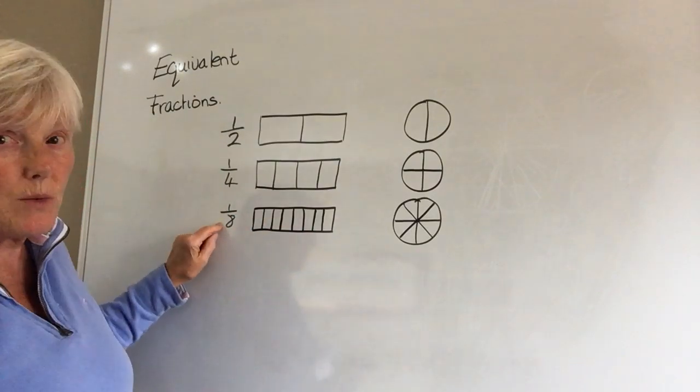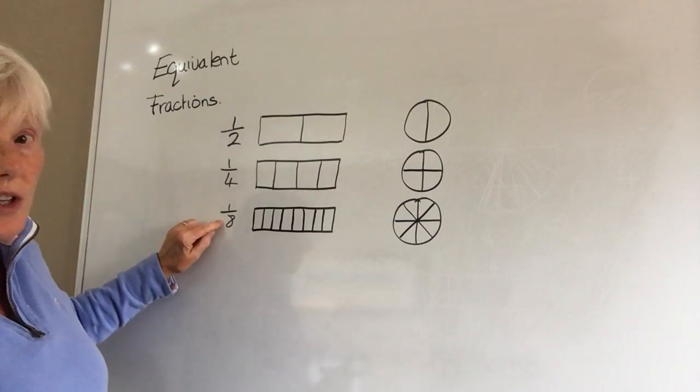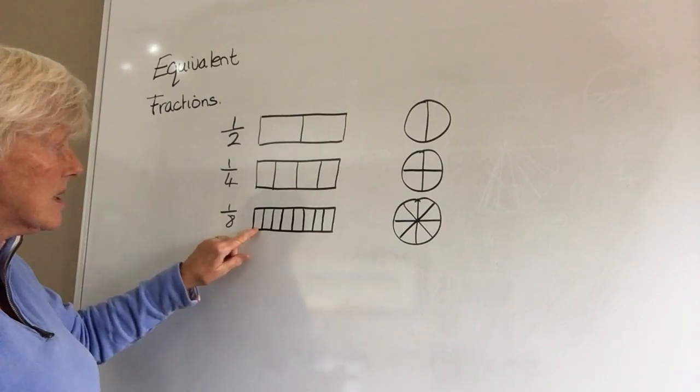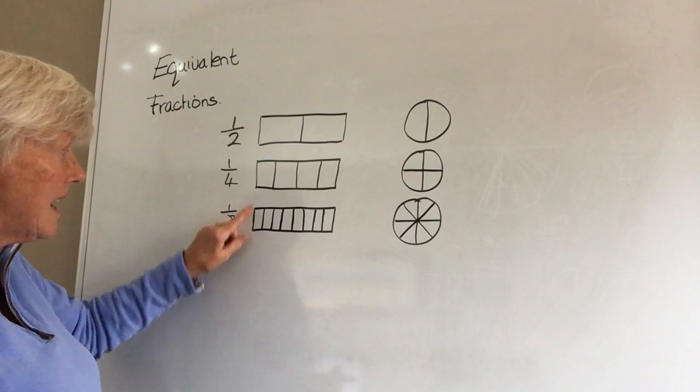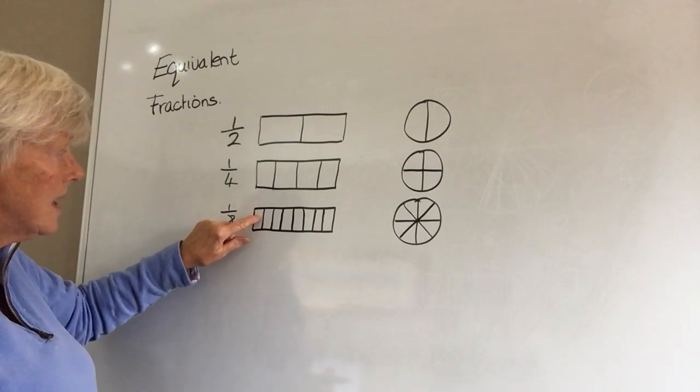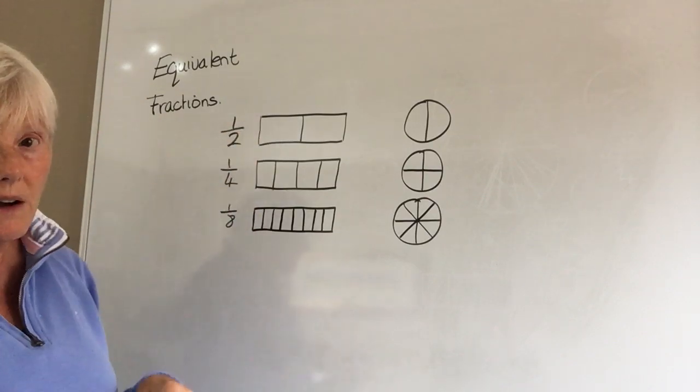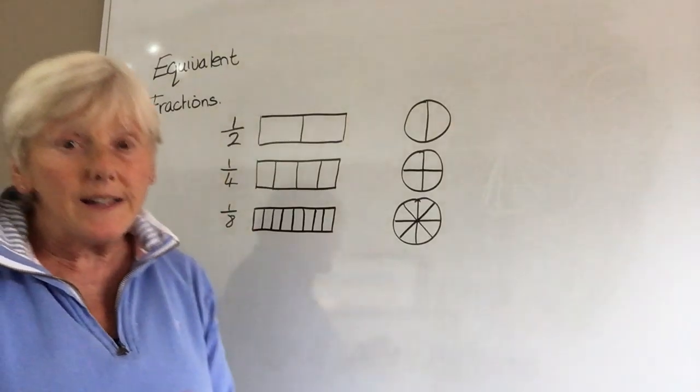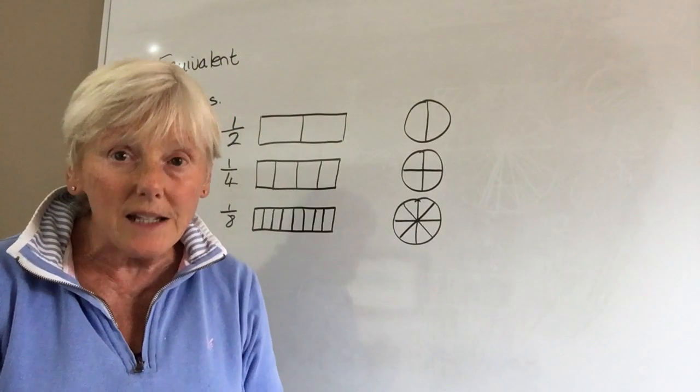Now remember, it's always worth noting, the larger the denominator, the smaller the fraction. And you can see here very obviously how 1/8 is an awful lot smaller than a half. And we're just going to revise and refresh our memories on how we create equivalent fractions.